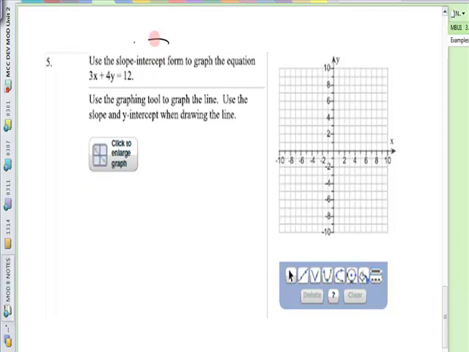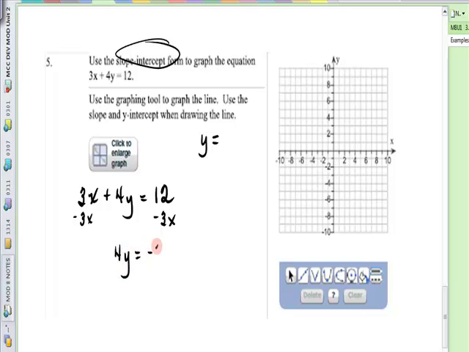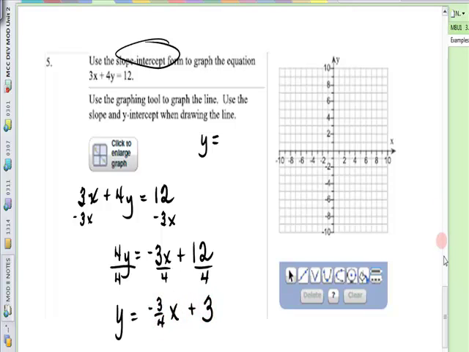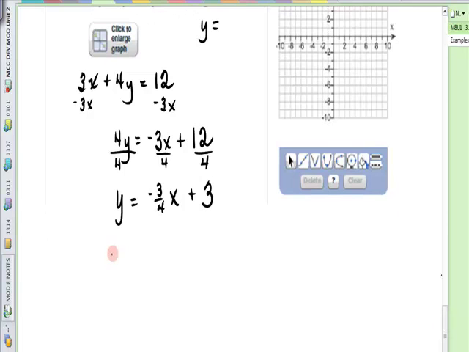I'm supposed to use slope-intercept to graph 3x plus 4y is 12. And I can't do that yet because it does not say y equals. To get y isolated, I'll subtract 3x. So I have 4y is equal to -3x plus 12. I like to put the x term in front and the constant term at the end. Divide everything by 4. And I get y is equal to -3/4 x plus 3. Now it's in slope-intercept form.